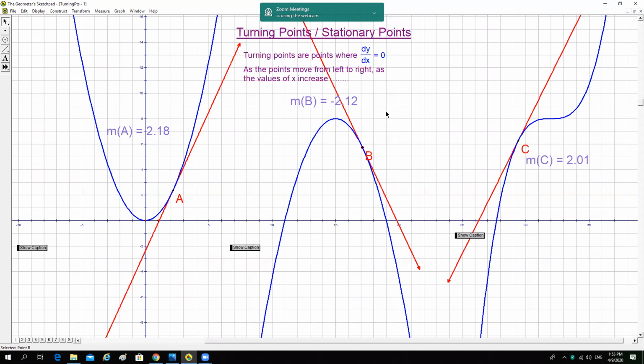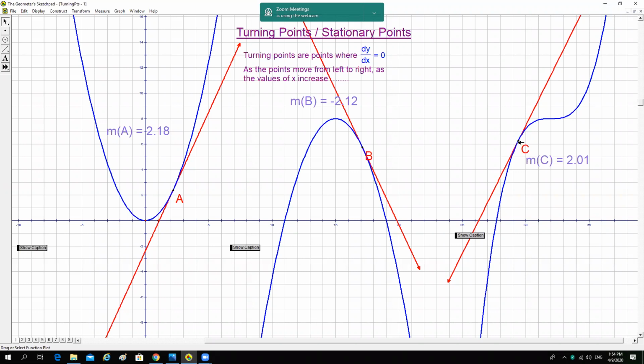Now, because I drag it from left to right, that means as x increases, you go more and more right, so x becomes bigger and bigger. So as the value of x increases, the gradient actually decreases. Okay? So this is what we can see from the graph. Any questions so far?